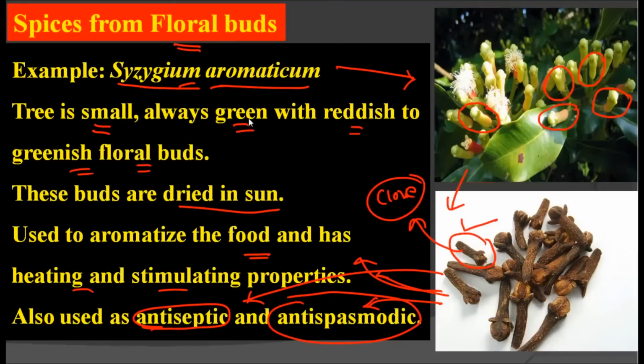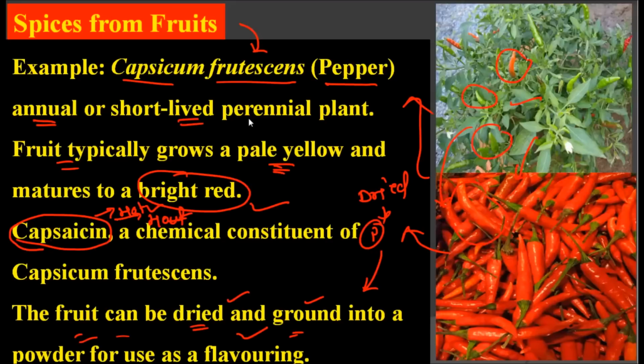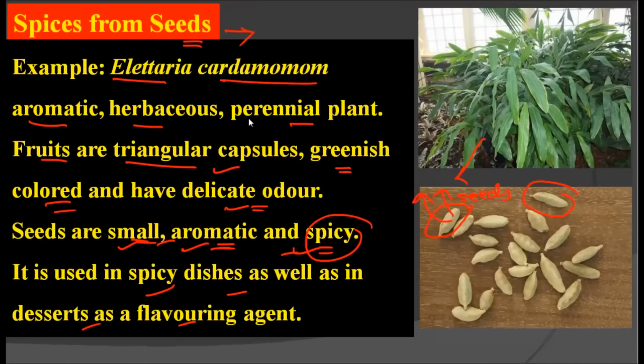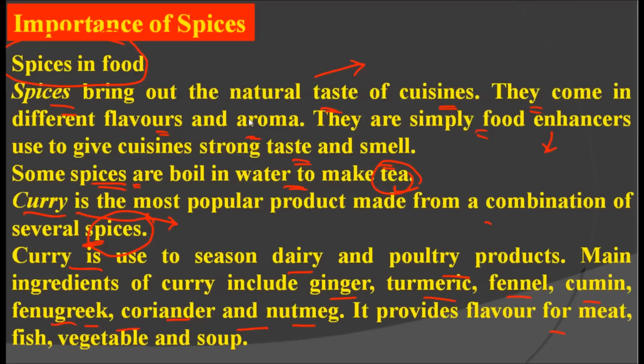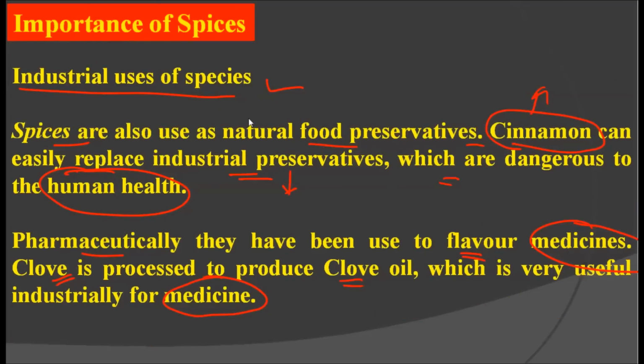Then for the spices from the fruits, we have the example of Capsicum frutescens. For the spices from the seeds, we have the example of Elettaria cardamomum. And for the spices from the leaves, we have the example of Mentha piperita. Then we have seen the importance of the spices: first the spices in the food, then spices as a medicine, and then use of spices in industries.